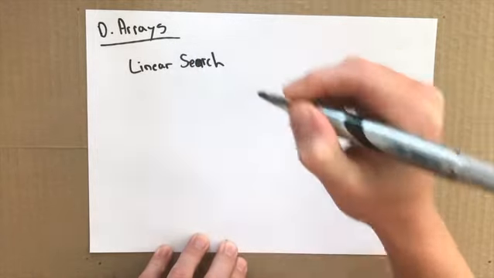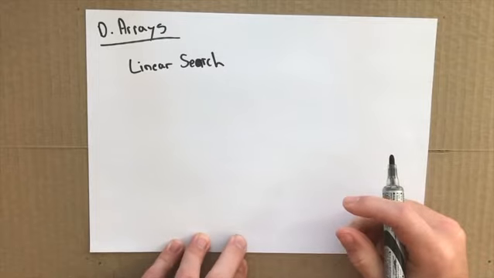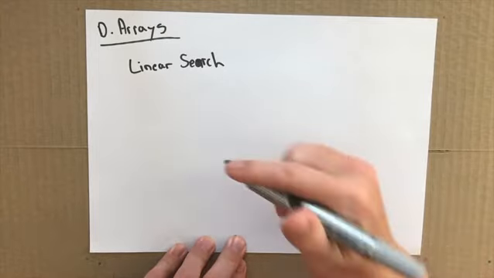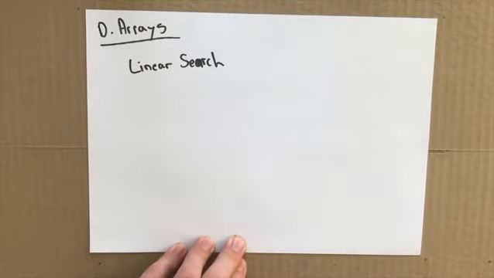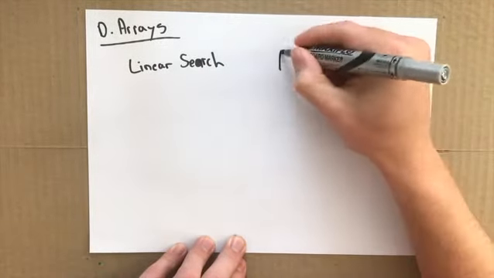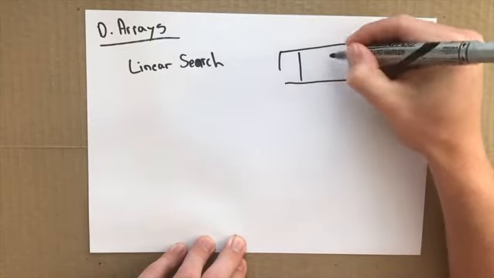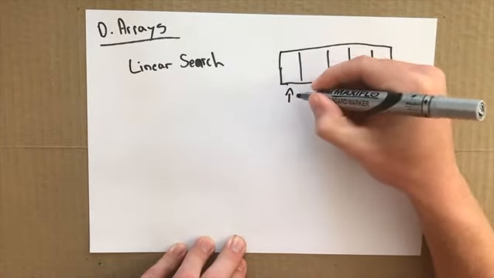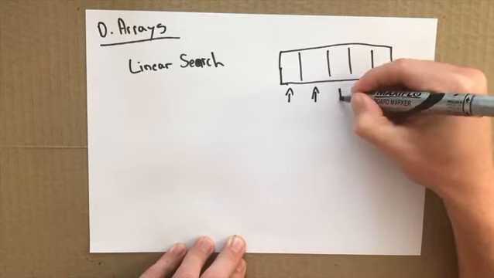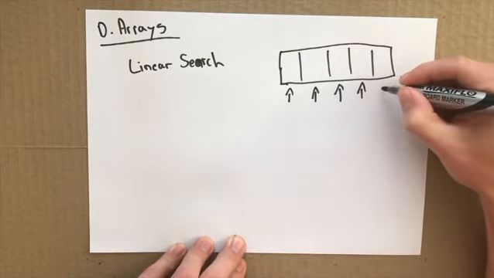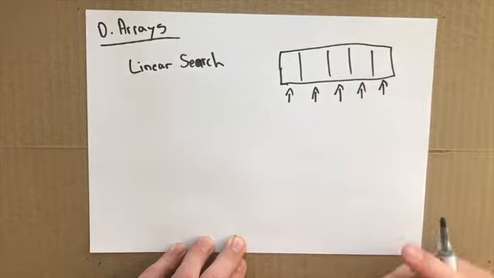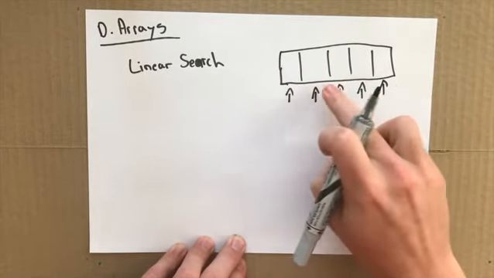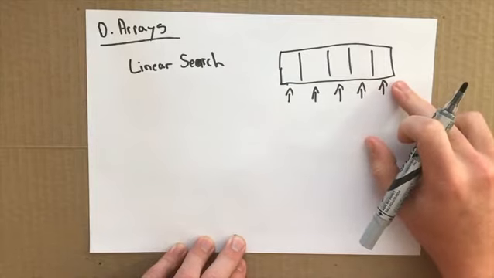Linear search. Now linear search is exactly precisely what linear means. Linear means that if we have an array, we will start at the beginning and check this value, then check this value, then this value, and then the last value. Linear search starts from the beginning and searches for a value.